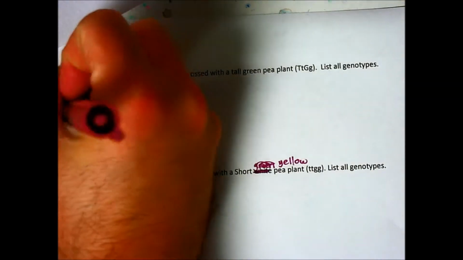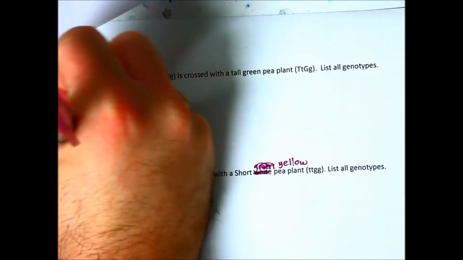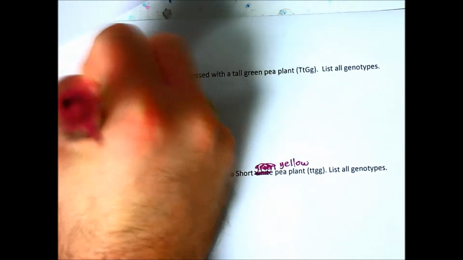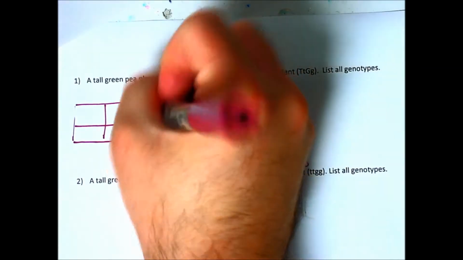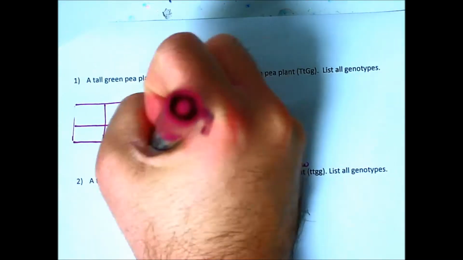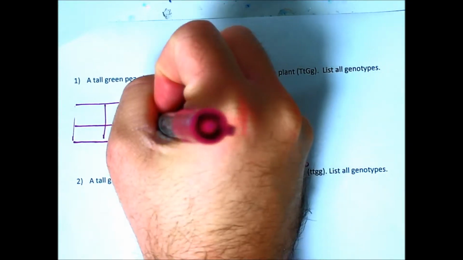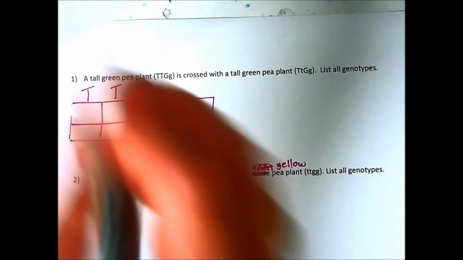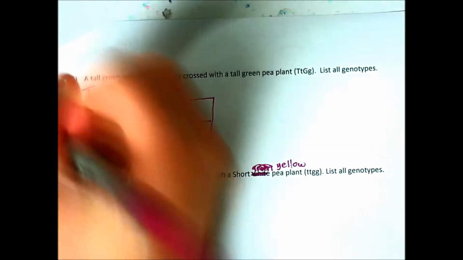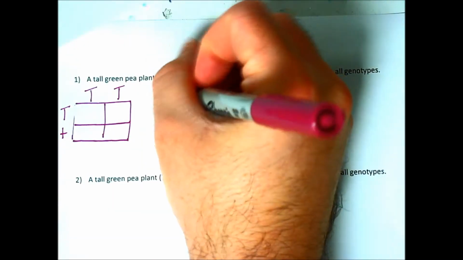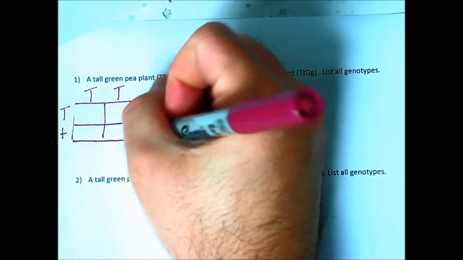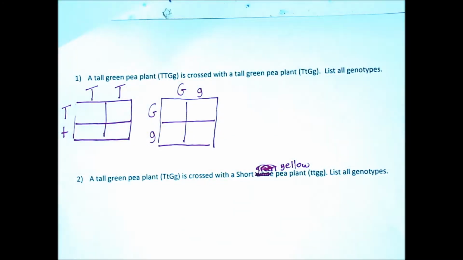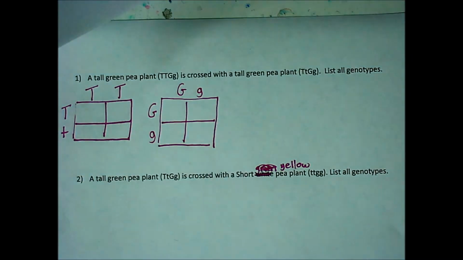So I'm going to create a Punnett square with respect to tallness and shortness. And then I'm going to create a Punnett square with respect to color. So I'm treating these two traits, these two characters independently. Big T with big T, little t. And I'll do the same thing with the G's, big G, little g, with big G, little g. We got that? Okay. So I like that a lot.